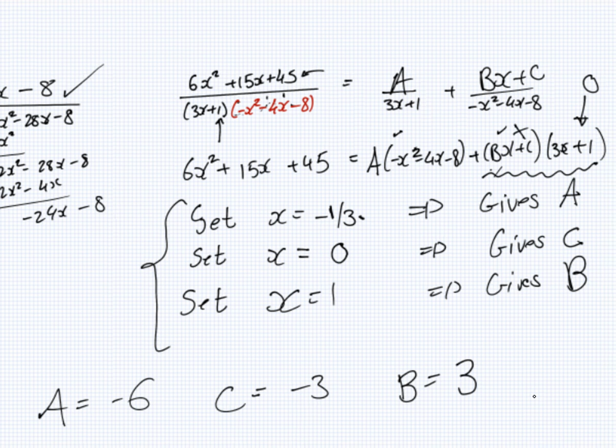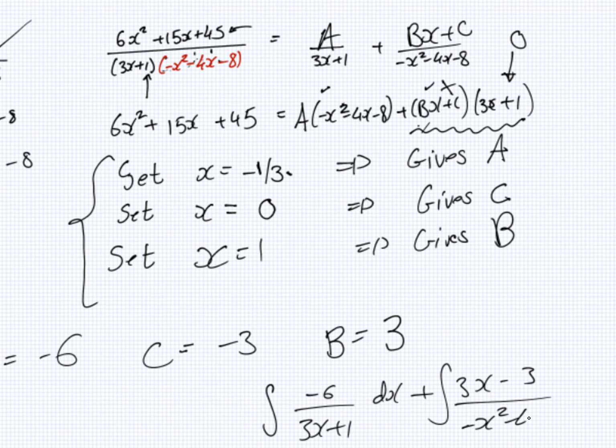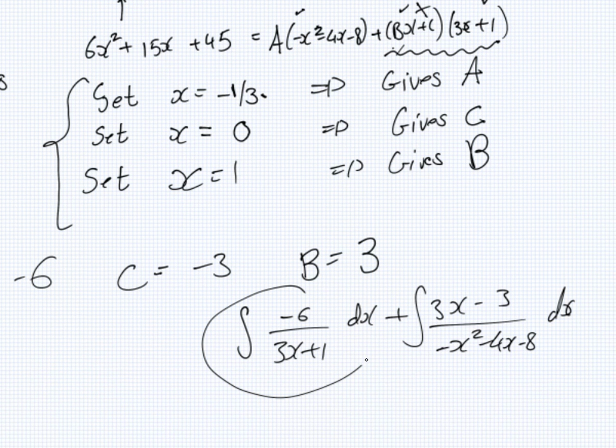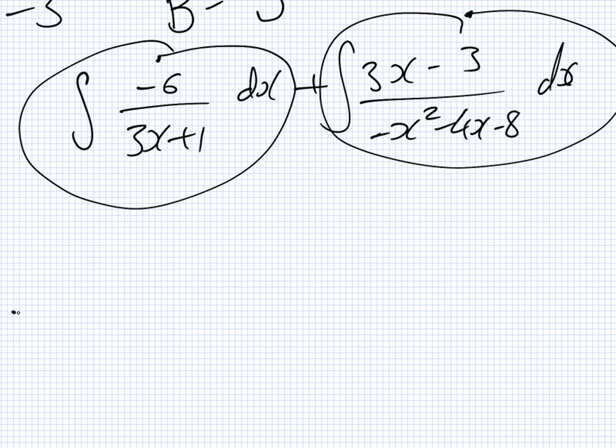Right, let's have a look at the answer here. So we want to integrate minus 6 over 3x plus 1 plus 3x minus 3 over minus x squared minus 4x minus 8 dx. This one, easy. This one, hard. Let's see what we can do. This one is just going to be minus 6 over 3 log 3x plus 1.